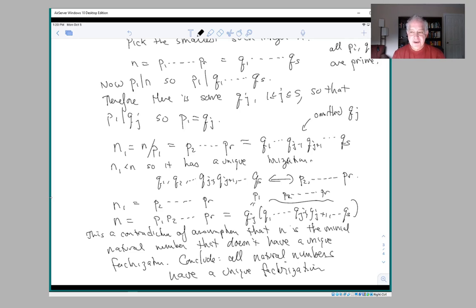Just as a side remark, you might ask yourself how many fundamental theorems you know. There's a fundamental theorem of calculus. You probably learned that. There's a fundamental theorem of algebra. You probably learned that. Maybe. But do you know any other fundamental theorems? Anyway, that wraps up this discussion.